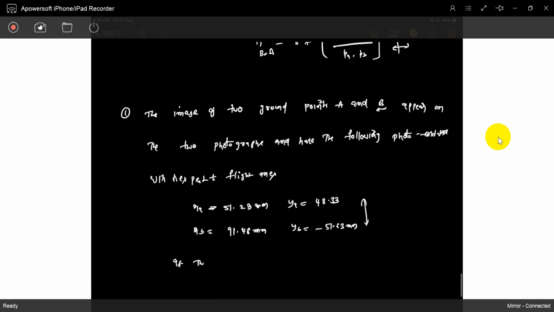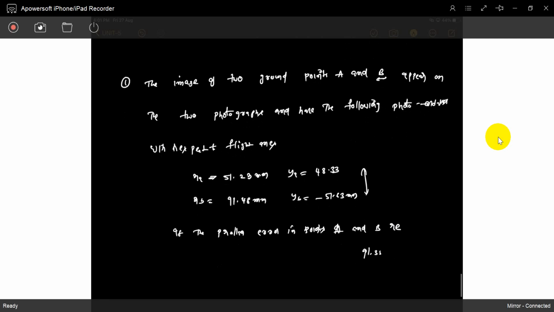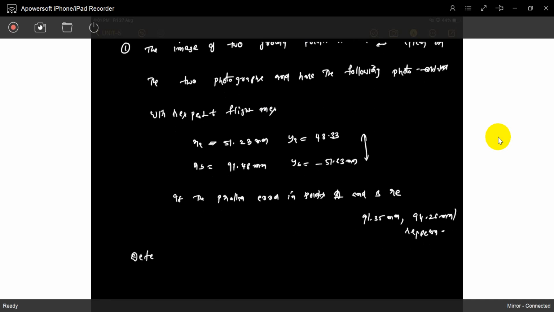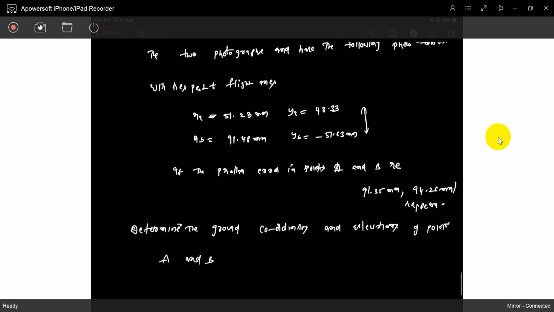If the parallax errors in points A and B are 91.3 mm and 94.26 mm respectively, determine the ground coordinates and elevations, three-dimensional, of points A and B, and again the horizontal length of AB also.